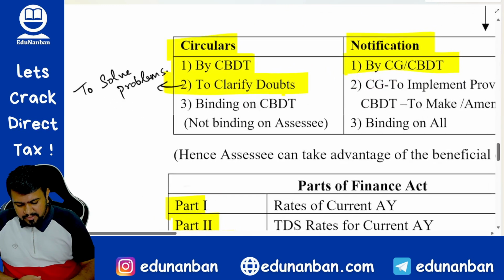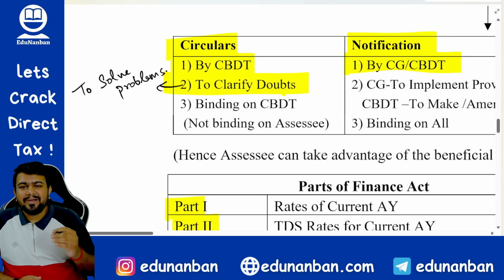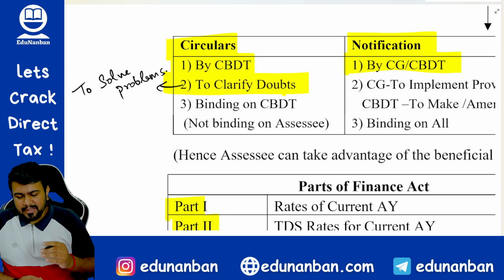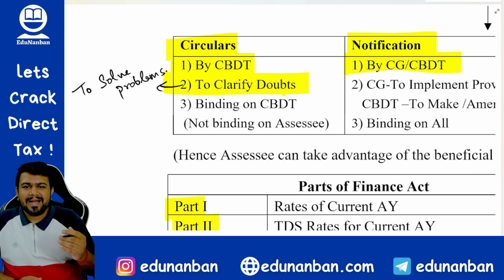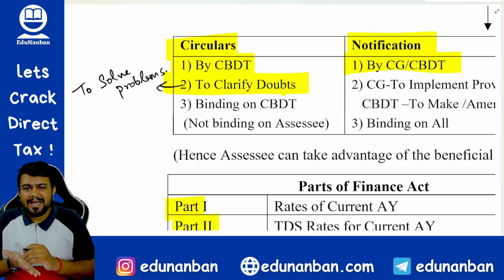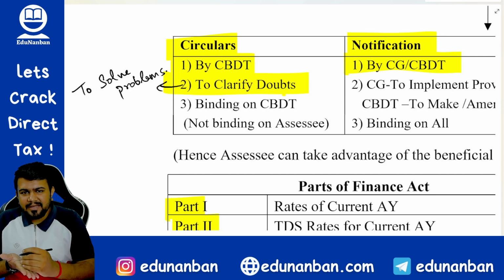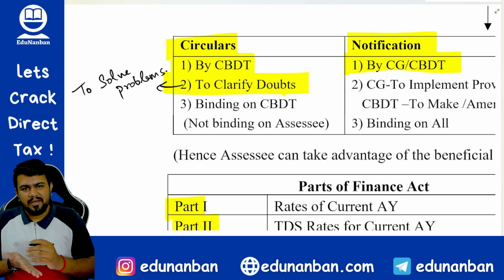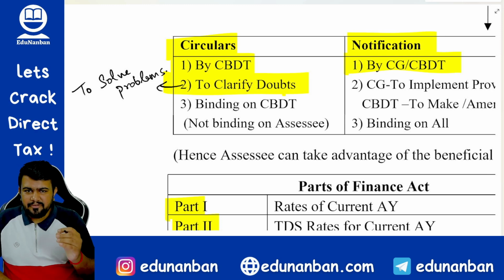So in circulars, what will CBDT do? They will give guidance to solve that particular problem or to give clarity on the particular issue. They will sometimes issue frequently asked questions, so that if a person is having questions in their mind, they can read the question and get the answer to their doubts. So this is the only purpose of circulars.